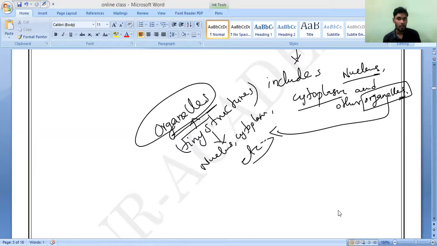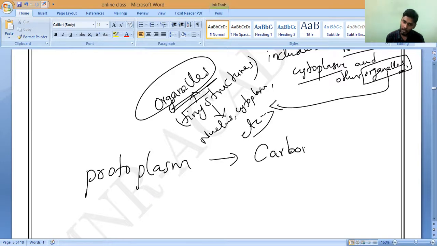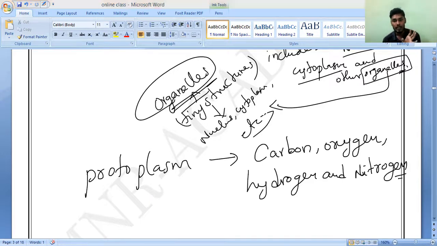Now, for example, Johan, this protoplasm is made up of only 4 elements. Can you say what those elements are? Carbon, next one is oxygen, next one is hydrogen and nitrogen. Please note it down, very, very important. The protoplasm is made up of 4 elements: carbon, oxygen, hydrogen, nitrogen.